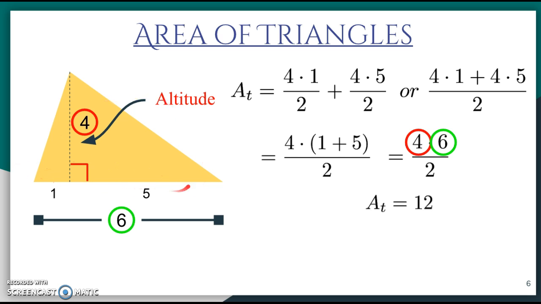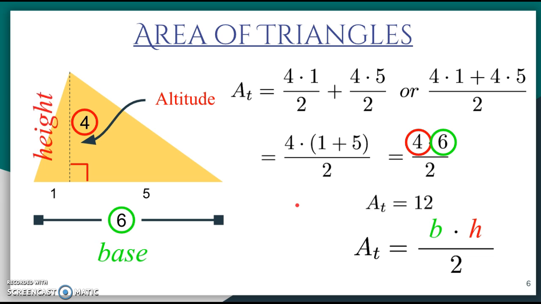So very similar to the way we did a regular right triangle, but instead of taking the two sides, we now take the base and the altitude, or the height. So the equation for a triangle is to take the base times the height, the altitude, and divide it by 2.